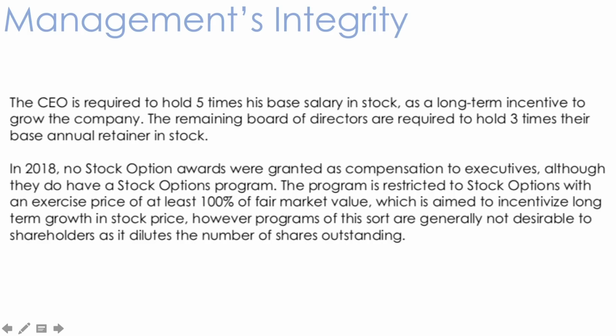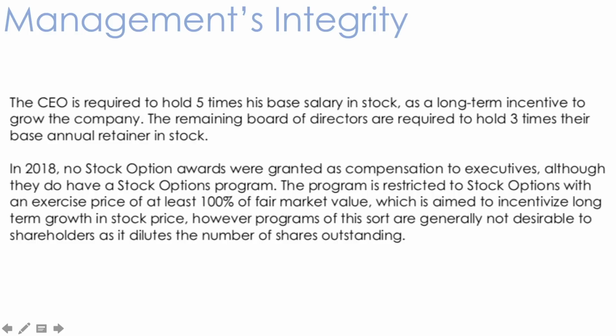So some other things to mention that are in the policy of this company that allow management to have interests that are aligned with the shareholders. The CEO is required to hold 5 times his base salary in stock, and that's basically just a long-term incentive. And the rest of the board of directors need to have 3 times their base annual retainer in stock. So all of the board have to hold a significant amount of stock so that their interests are long-term and they want to see the company succeed long-term.